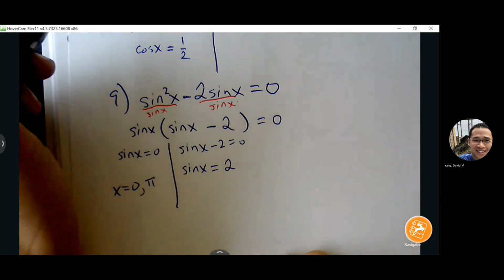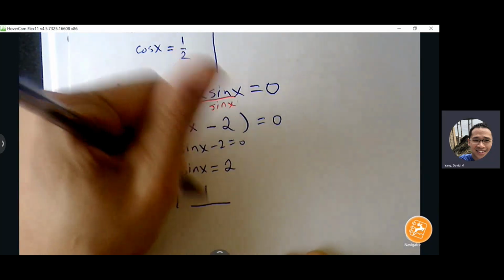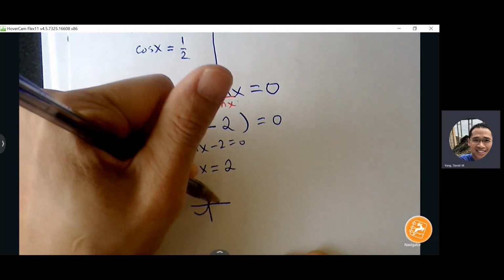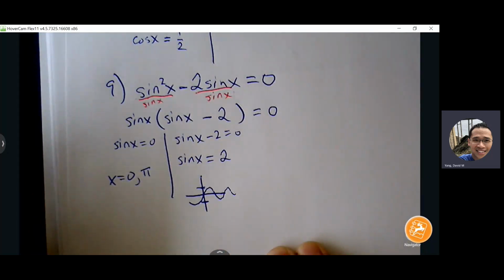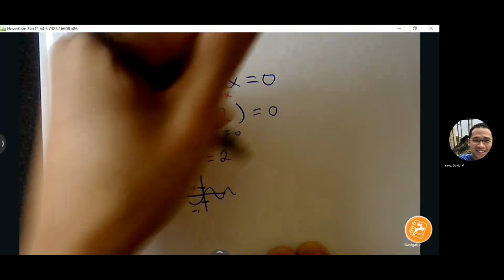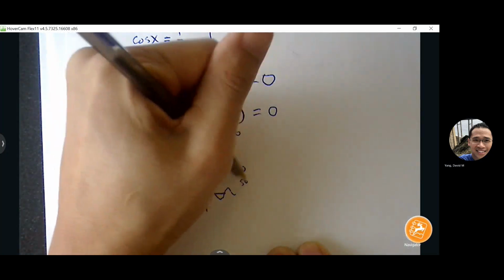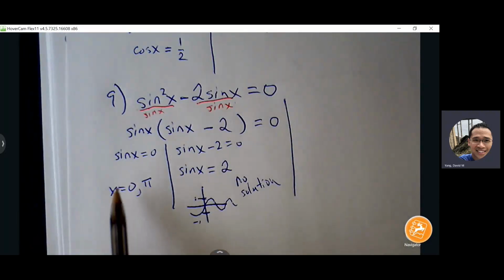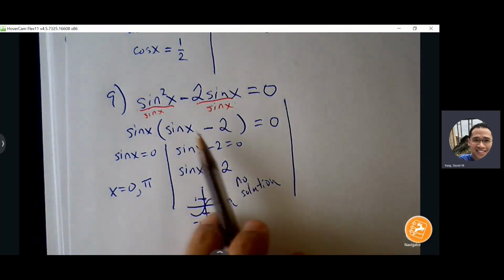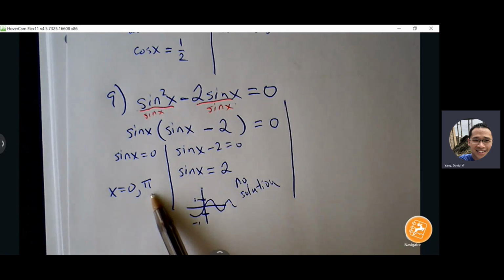What do you guys think? No solution, right? So if you look at the sine graph, it's only going to hover between negative 1 and 1. It's never going to reach as high as 2. So no solution here. Okay. Now we still have solutions for this equation, it's just not going to come from this expression here. It's going to come from here.